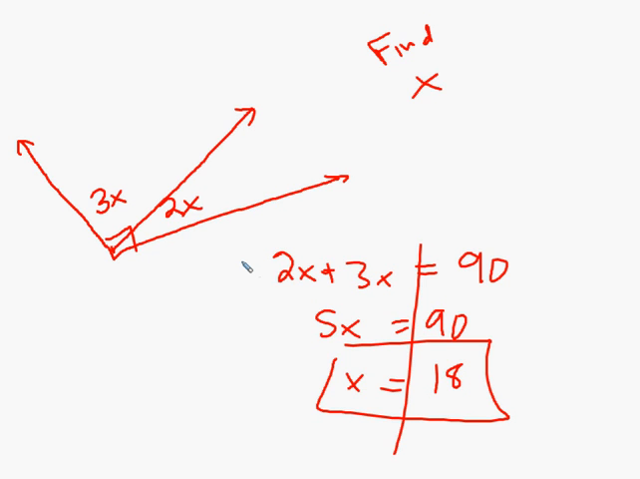Okay? Any questions on how to do this? We did solve it. And you would put it back in if you're asked for a specific part. So if I said angle ABC right here, then you would put the 18 in and get the part.